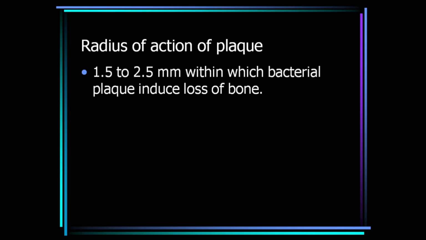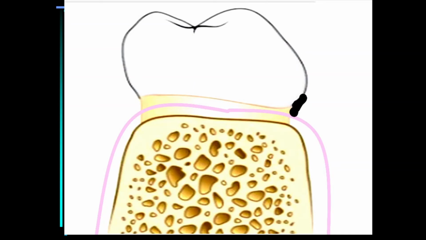Coming on to the radius of action of plaque, it's yet another topic that is very important. Radius of action of plaque. It is 1.5 to 2.5 millimeter, within which bacterial plaque can induce bone loss. Let us have a diagrammatic representation of what exactly is the radius of action of plaque.